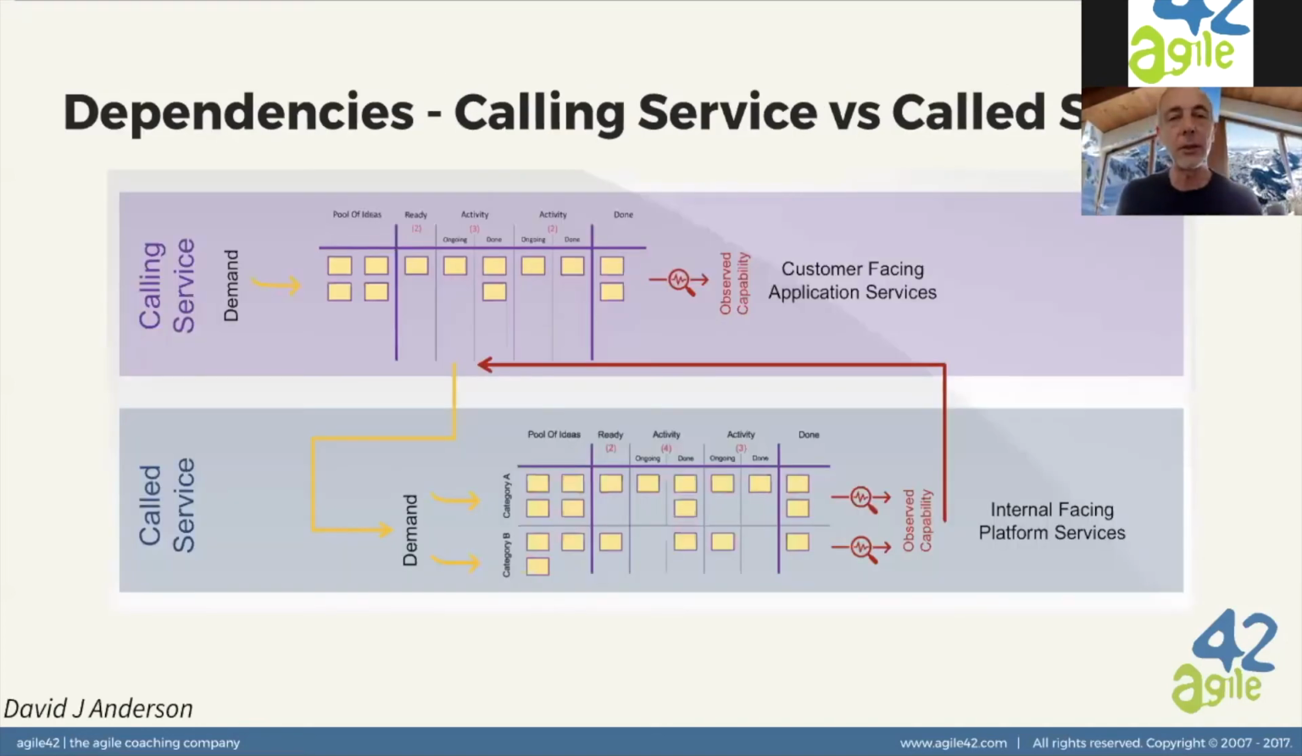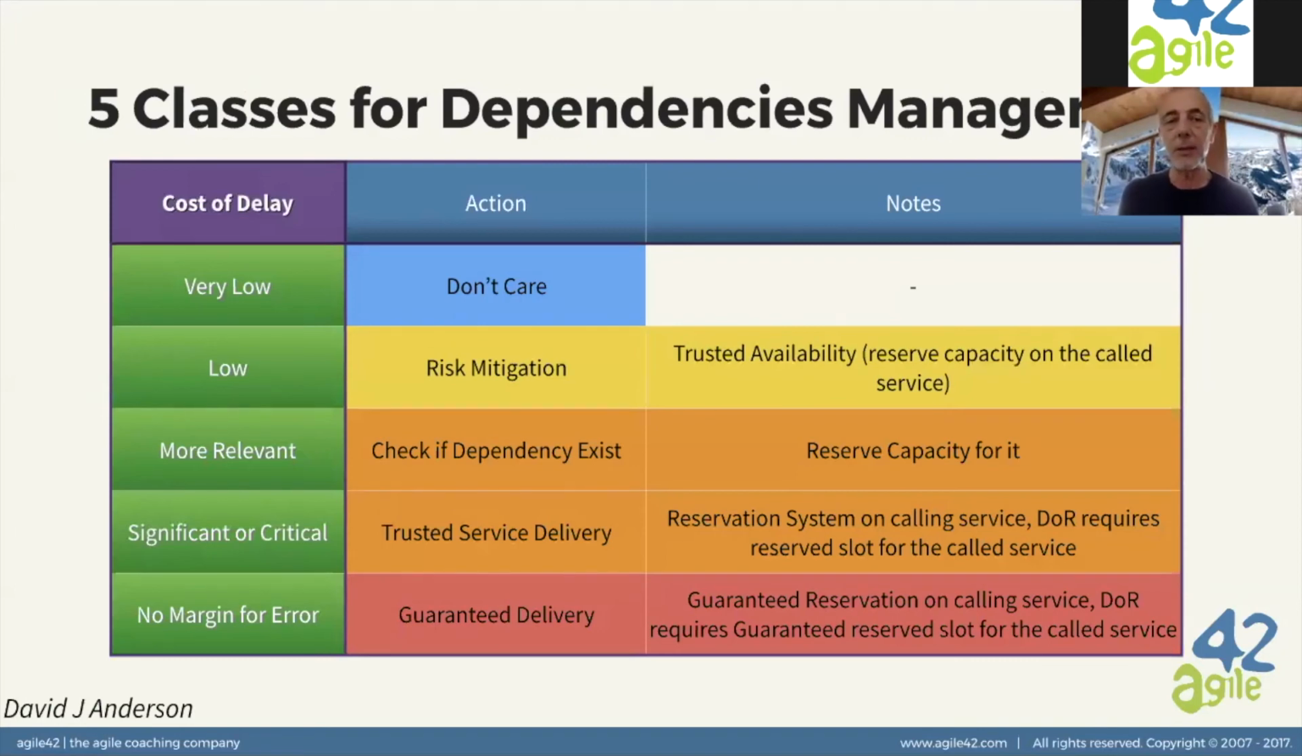Now, a quick definition of calling and called service. Whenever we have a calling service that needs work or a service from another service that we call the called service, the calling service requests something from the called service that will deliver that service, and that's a dependency. Here also we have a table that helps us based on the cost of delay, and then we need to understand which action to put in place and which class of service matches the definition of the classes of service that we've seen before.